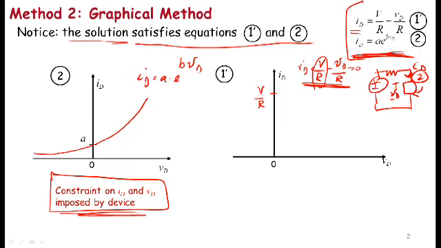Next, when ID is 0, notice that R and R can be canceled out, and V will be equal to VD. So when ID is 0, V and VD are equal, therefore VD equals V. So I get this straight line for the relationship between VD and ID according to 1 prime. So what's the slope of this line here? Can you tell me what the slope of this line is? Let me give you a few seconds to think about it.